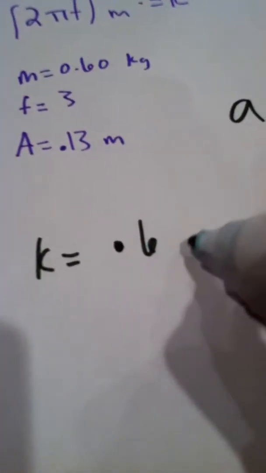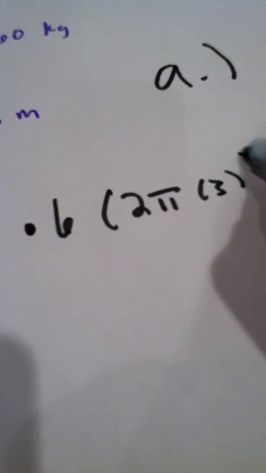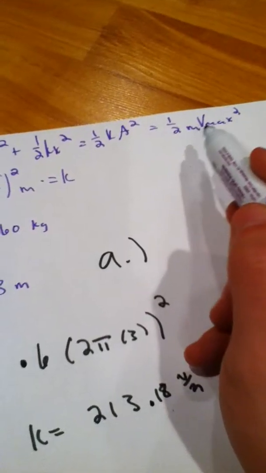K equals 0.6 times 2 pi over 3, which is all squared. And once you do that out, you get 213.18. That's K. So then we plug that into 1/2 Ka squared equals 1/2 mv max squared.